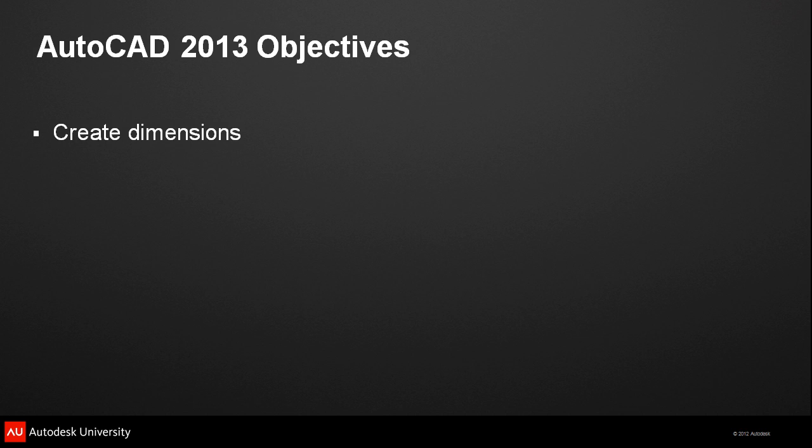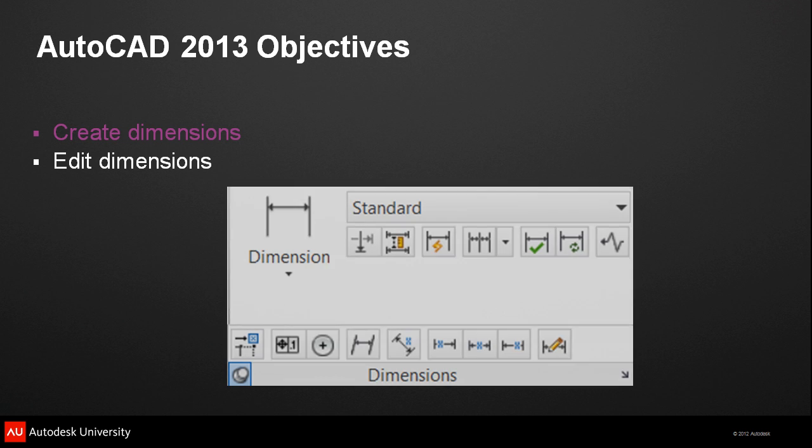Our next AutoCAD 2013 objectives are to create dimensions and to edit dimensions. As you know, the topic of dimensions is huge, and this is one of those high-level objective areas where you need to develop a good workflow for study and preparation. So let's take a look at how to create some of the dimensions and also to use some of the editing tools.